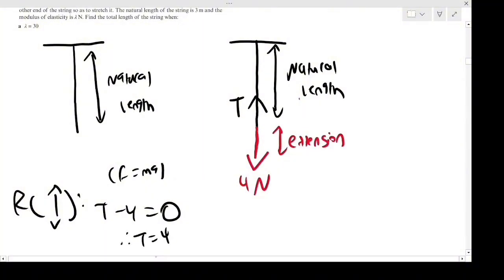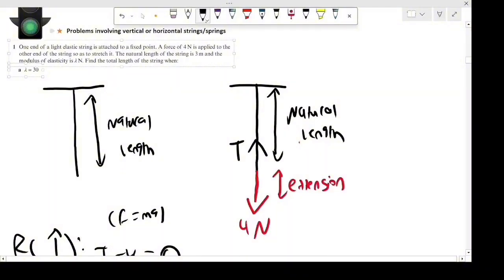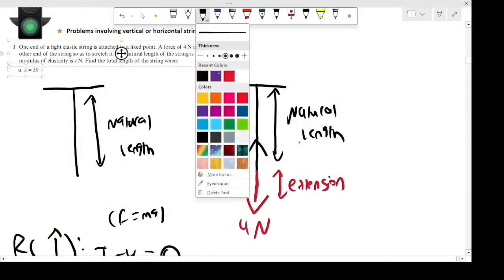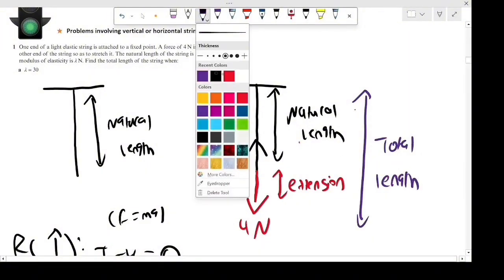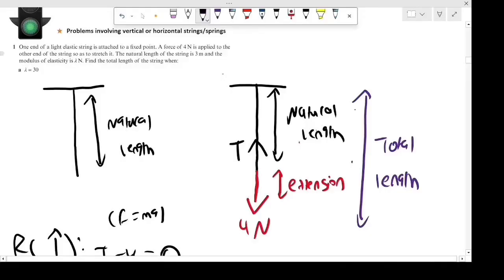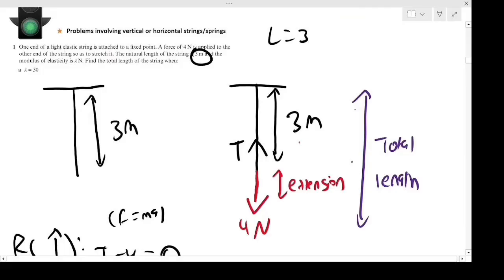Okay. But they've not asked me to find the tension, they've asked me to find the total length of the string. So the total length of the string is the whole length of the string after extension, right? So that's my total length. So I'm going to need to find the natural length and the extension. Right, but I'm told the natural length is 3 meters. So L for natural length is 3, which means this is going to be 3 meters. So I just need to find the extension, the extra bit added.